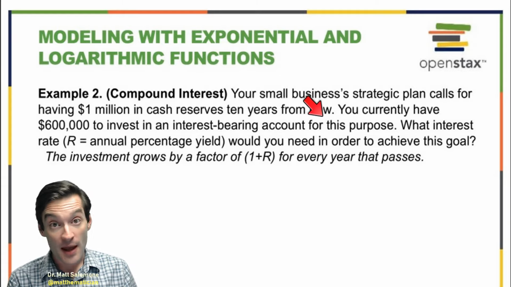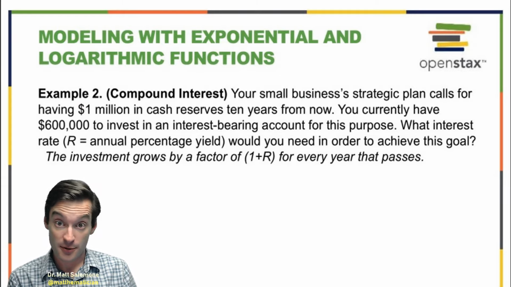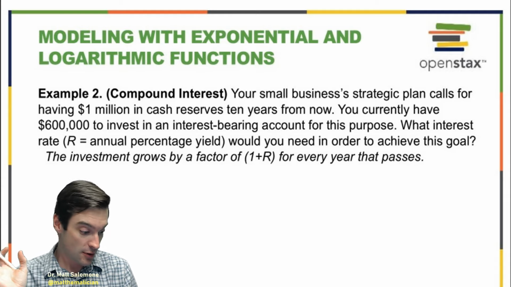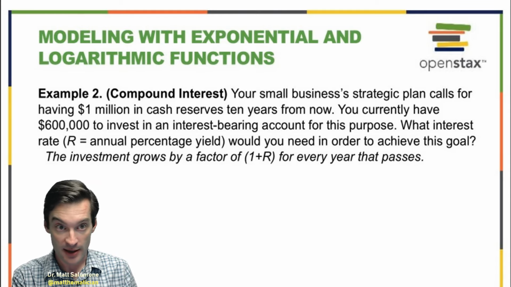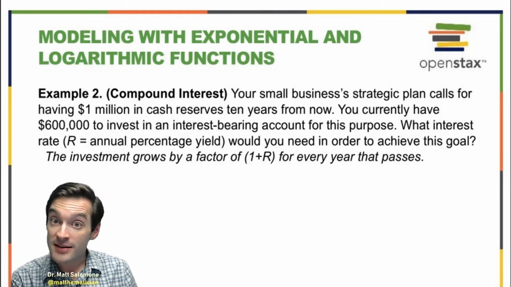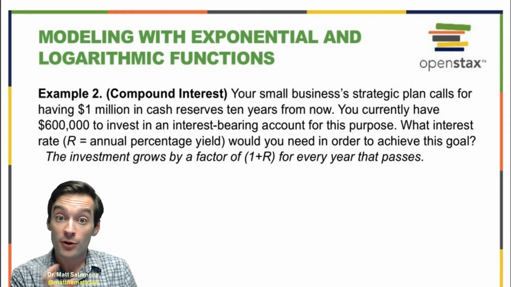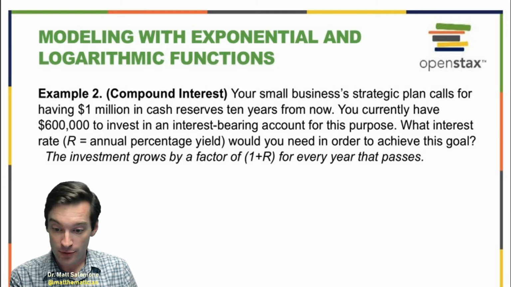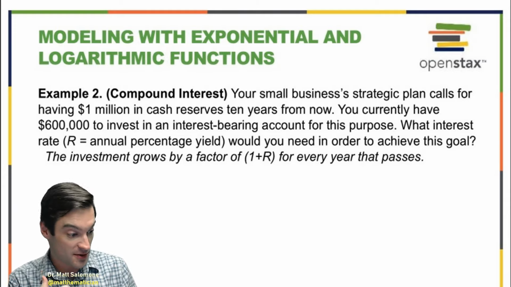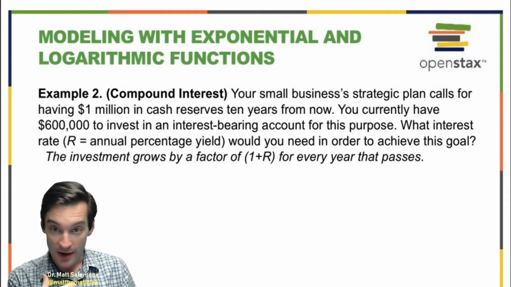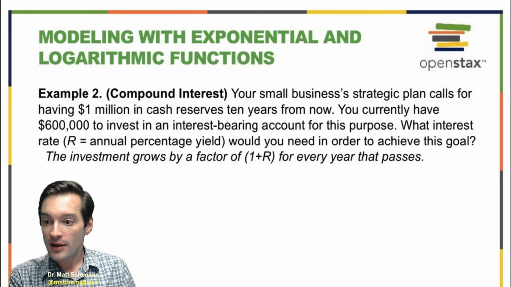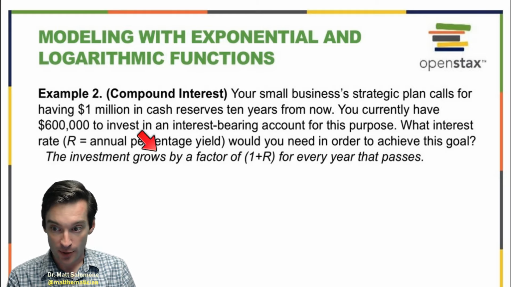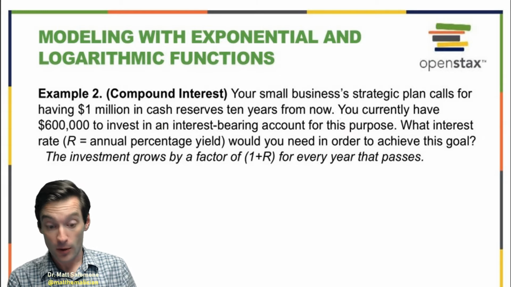The way I want to get that $1 million is I want to invest $600,000 today. So I throw $600,000 into an interest-bearing account, and then I wait 10 years and have that 600 grand grow into a cool $1 million. So the question is, if I'm shopping around for mutual funds or savings accounts or brokerages, what interest rate, what annual percentage yield do I need to get in order to achieve my goal?